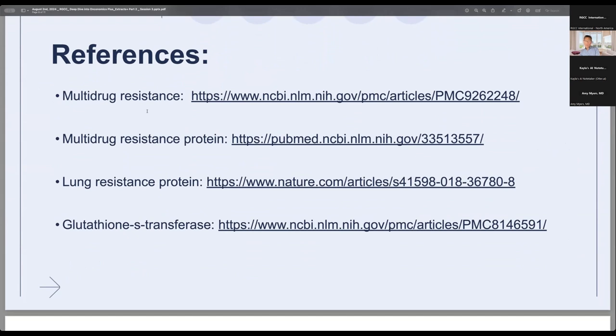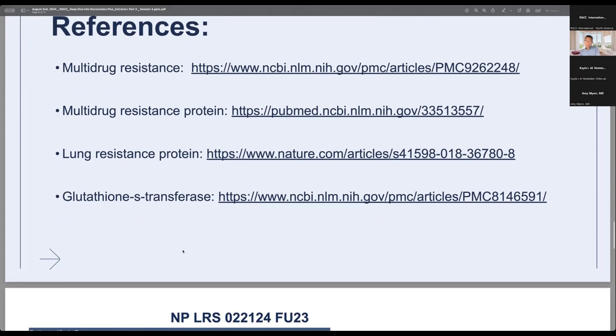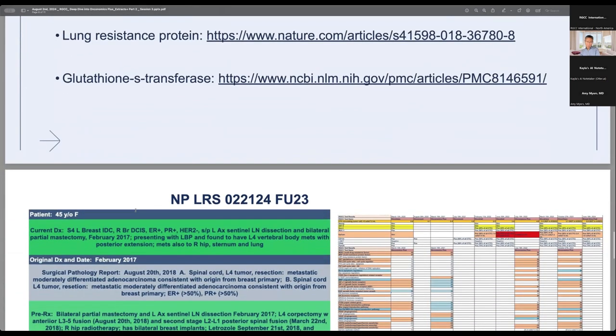Very deep information about multi-drug resistant MDR1, the MRP, lung resistant protein, and GST. So you want to read more about that. That would be helpful because it does help select and narrow down which drugs or agents you shouldn't be using due to these high resistance factors.